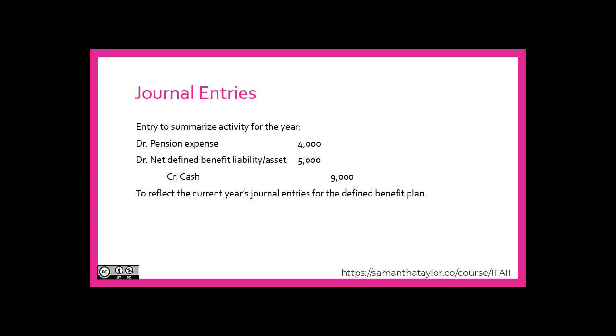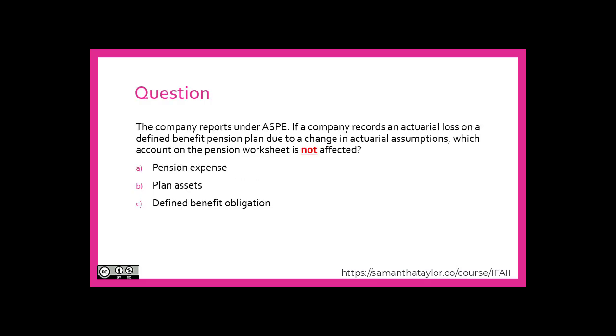One quick question. The company reports under ASPE. If a company records an actuarial loss on a defined benefit pension plan due to a change in actuarial assumptions, which of the pension worksheet accounts is not affected? Is it A, pension expense, B, plan assets, or C, defined benefit obligation?